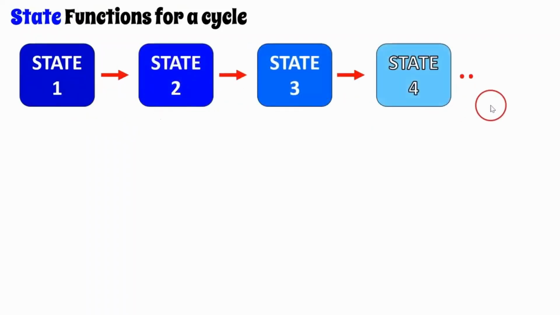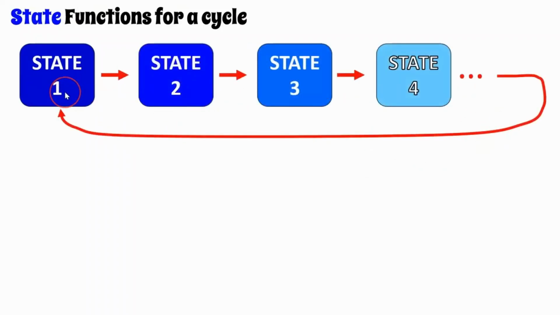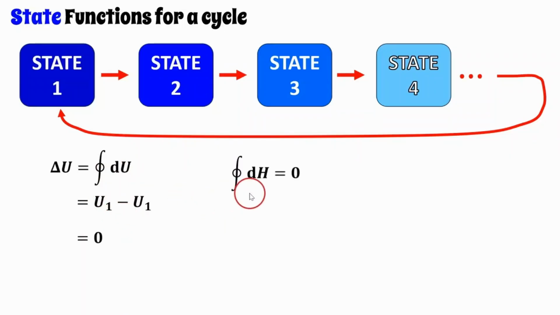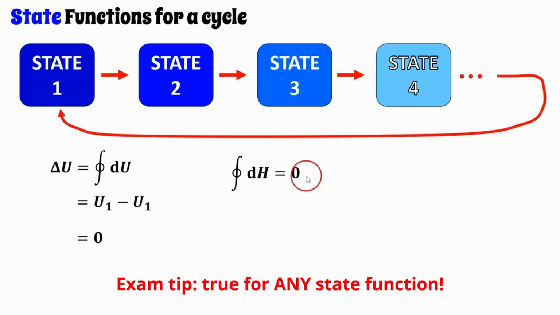Say we have some state 1 and we go through a bunch of states, but then end up back in the same initial state in which we started. The change in a state function, again, I'm picking on internal energy, delta U, is going to equal the integral throughout the cycle, and this circle just means we're finishing where we started. The final state is the same as the initial state, so the integral of dU is equal to delta U, so U1 minus U1, and that's got to be 0. And this is true for any state function, so the integral of enthalpy dH, dG, dP, or any kind of state function you can think of.